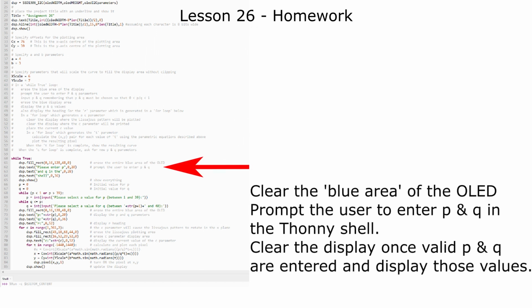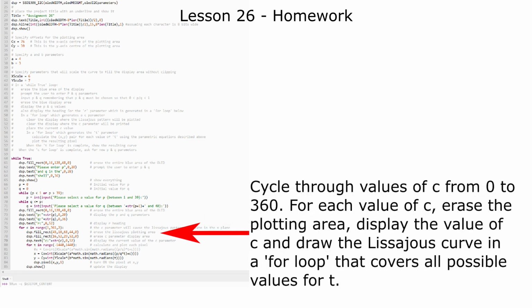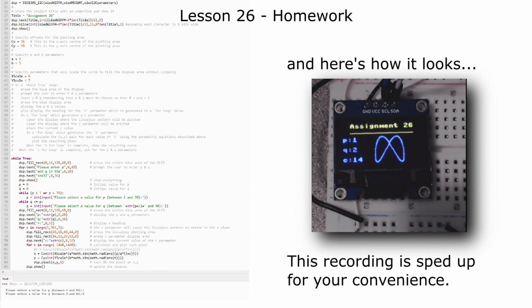We start by clearing the blue area of the OLED, then we prompt the user to enter p and q in the Thonny shell. We clear the display once valid p and q values are entered, and we display those values. We cycle through values of c from 0 to 360, and for each value of c, we'll erase the plotting area, display the value of c, and draw the Lissajous curve in a for loop that covers all the possible values for t. And here's how it looks.